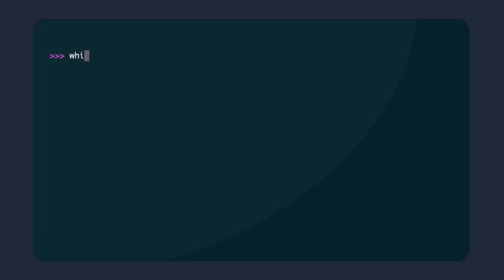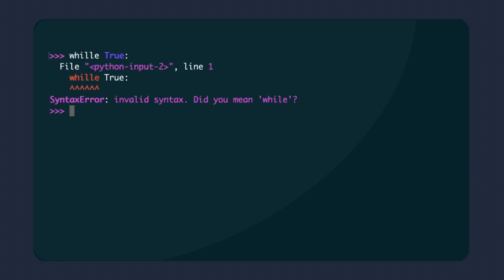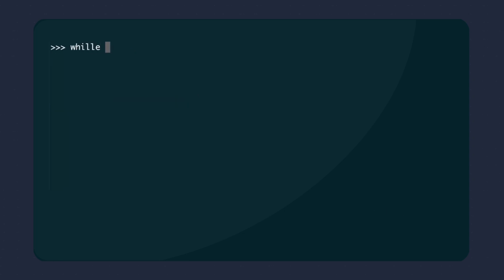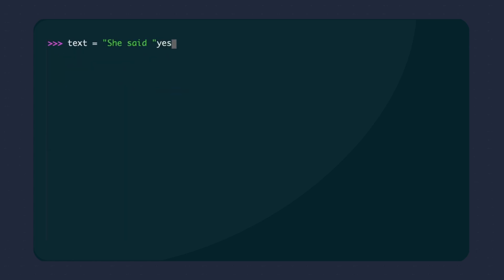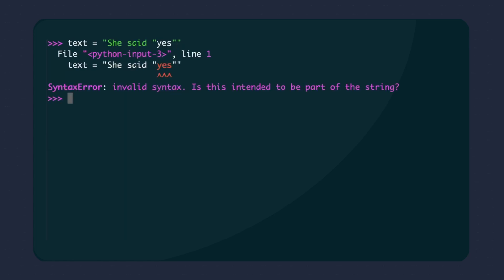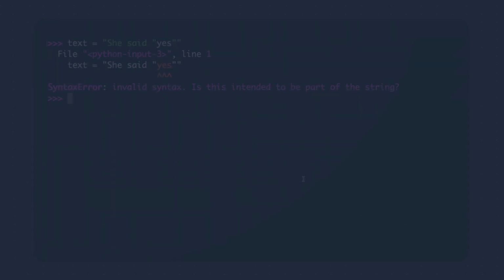Next, we have smarter error messages. The interpreter now provides helpful suggestions when it detects typos in the Python keywords. Here, we can immediately see what the issue is, while in the previous versions, we only see syntax error. These are not significant changes, but they could be really helpful for beginners.